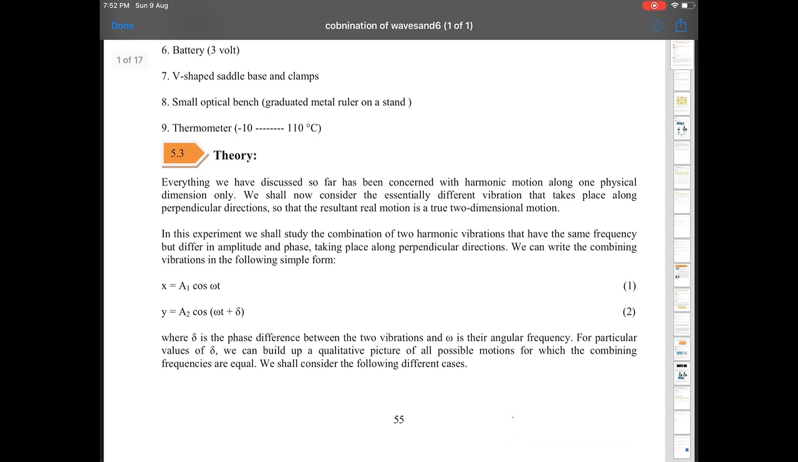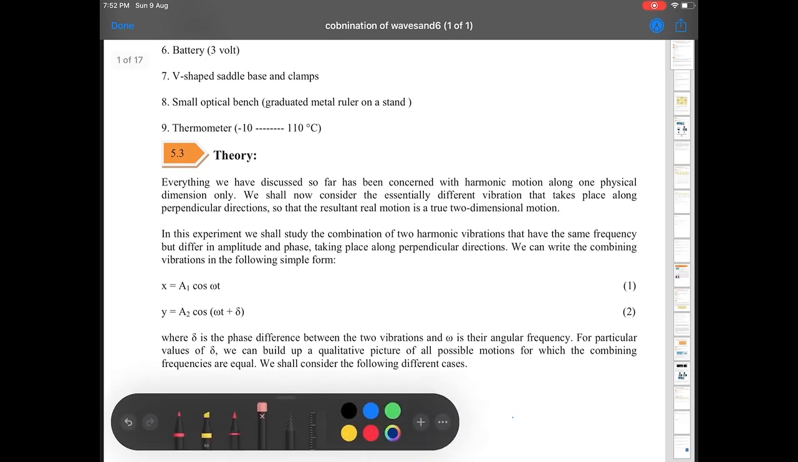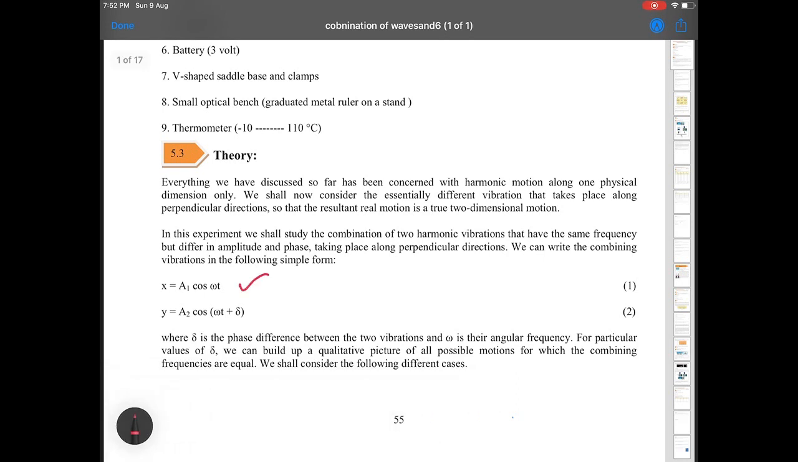Let's say in the x direction, I'm going to combine the wave x equal to a1 cos omega t, and in the y direction, the wave y equal to a2 cos omega t plus delta, where delta represents the phase difference. The one wave is coming this way, and the other wave is coming from another direction, so that there will be a phase difference, right?